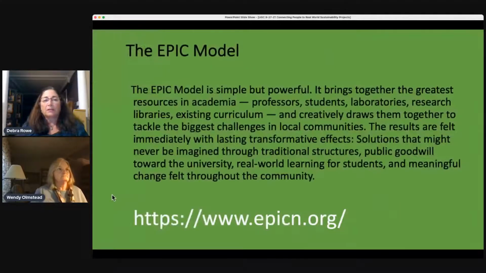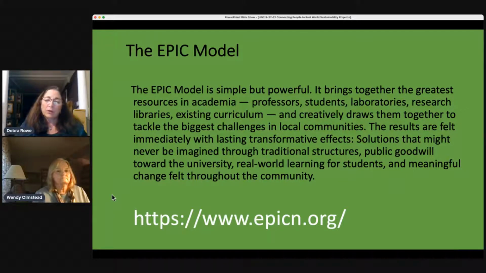So what EPIC-N does is it's a model. It's simple, but it's powerful. It brings together, and this is its own description, but I have to tell you, I sit on the advisory committee here, and I found that what they say is true. It brings together the greatest resources in academia, professors, students, laboratories, research libraries, existing curriculum, and creatively draws them together to tackle the biggest challenges in local communities. The results are felt immediately as students get involved, with lasting transformative effects, solutions that might never be imagined through traditional structures. Public goodwill toward the university increases. And of course, we get real world learning for the students and meaningful change felt throughout the community.